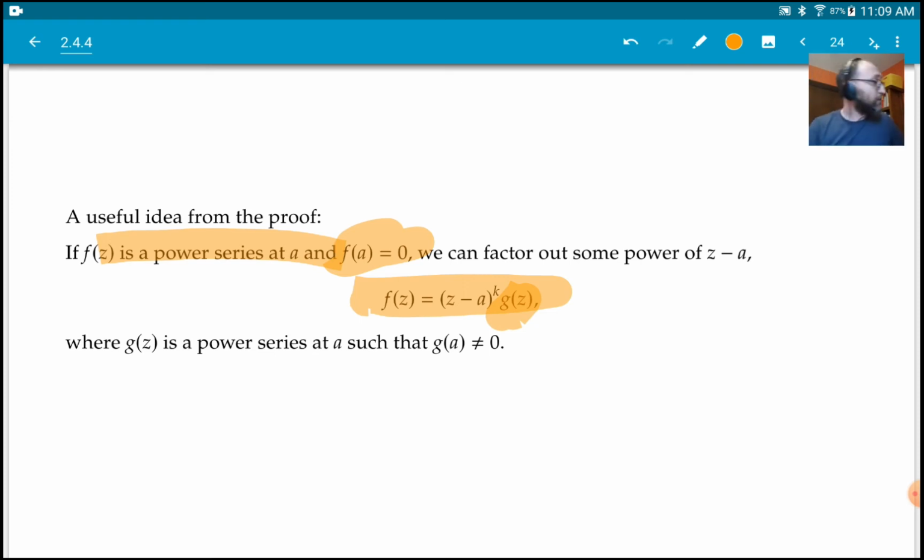All right. So next time, we want to start looking at line integrals. So we're going to move to chapter 3. All right. So see you next time.